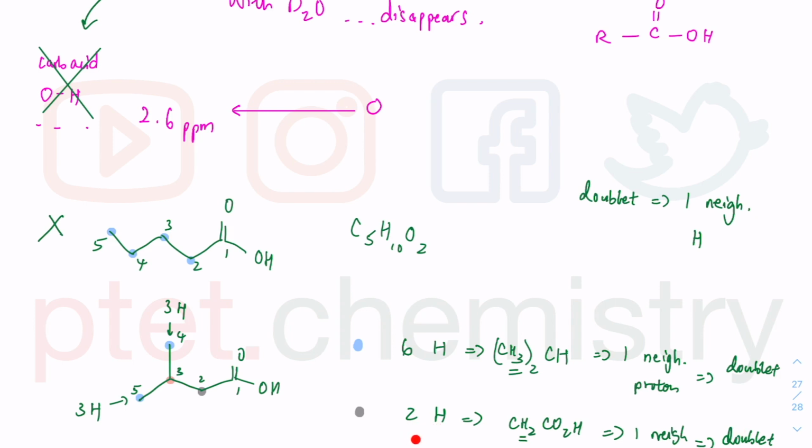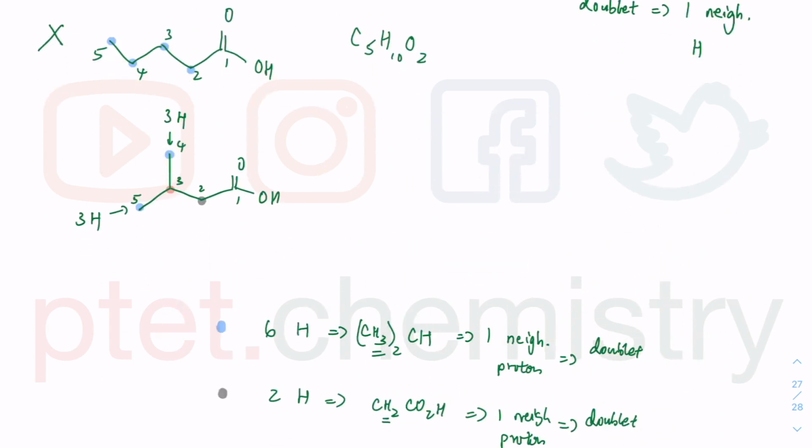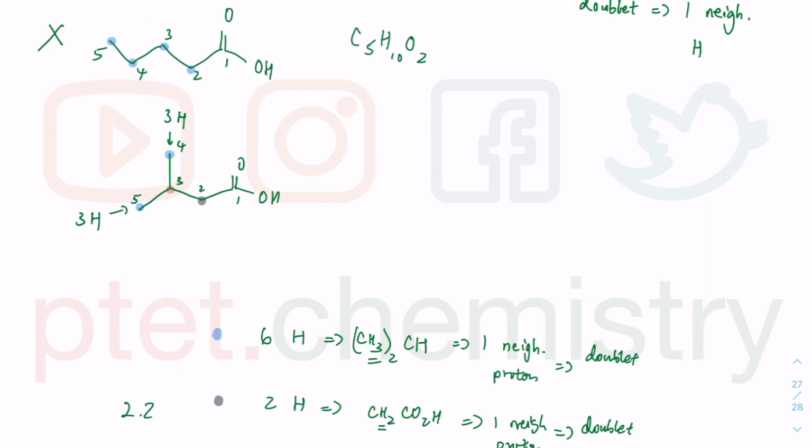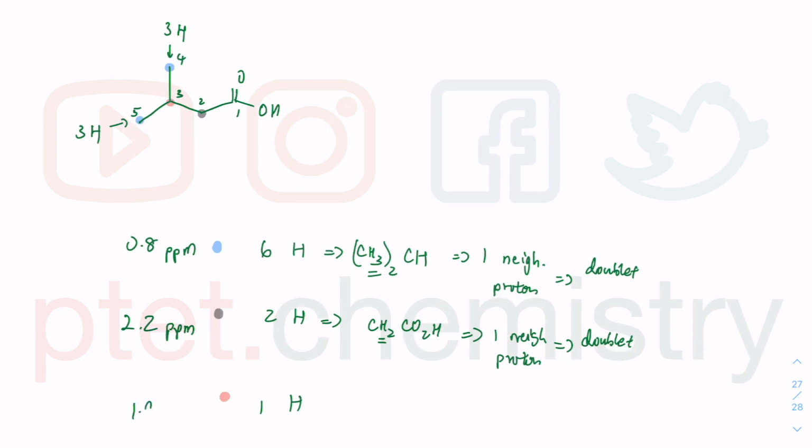So this is going to be the one which is 2.2 ppm. The 6 hydrogen is the one which is around 0.8 ppm. And last but not least, the red color one, not the pink, the red color one, you just have 1 proton, and that has to be the multiplet, which is around 1.9 ppm. You read the middle bit, give or take.